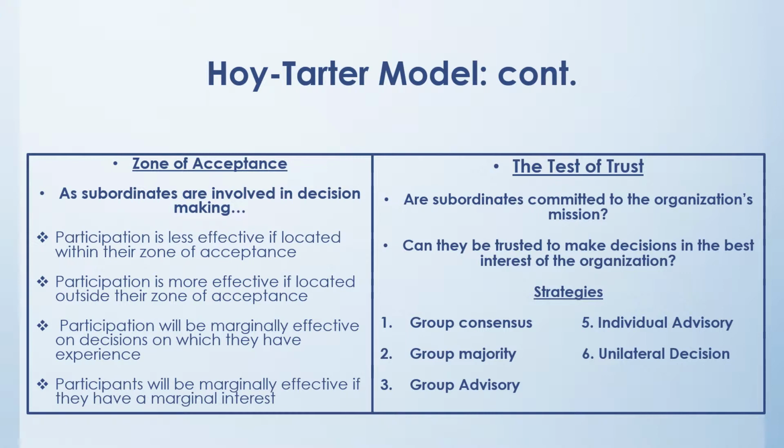The test of trust: are subordinates committed to the organization's mission? Can they be trusted to make decisions in the best interest of the organization? And here are some strategies: group consensus, group majority, group advisory, individual advisory, and unilateral decision.